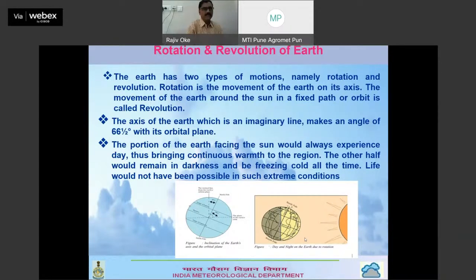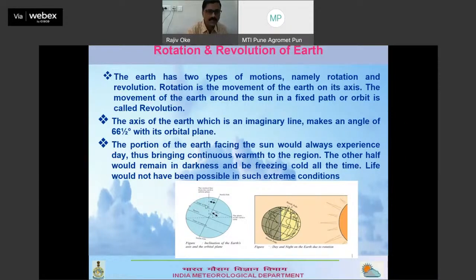So, rotation and revolution of Earth. The Earth has two types of motion that we know very well, namely rotation and revolution. Rotation is the movement of the Earth on its own axis. The movement of the Earth around the Sun in a fixed path or orbit is called revolution. The axis of the Earth, which is an imaginary line, makes an angle of 66.5 degrees with the orbital plane of the Earth. In the figure you can see the axis line, which is 23.5.